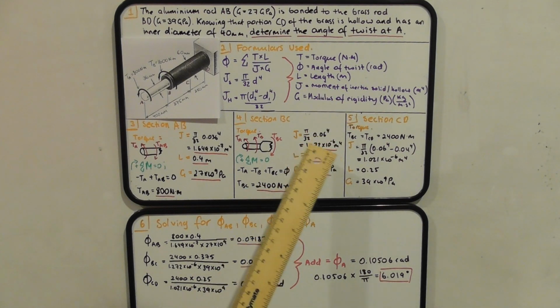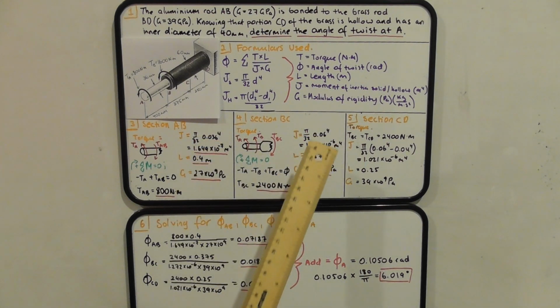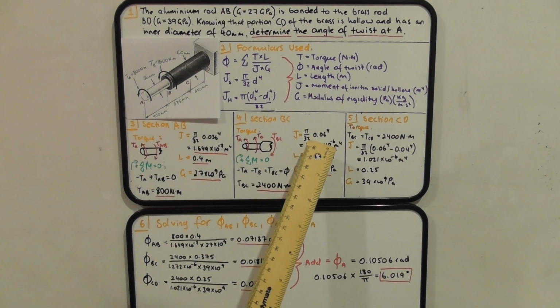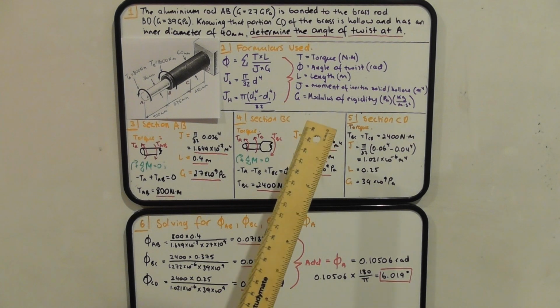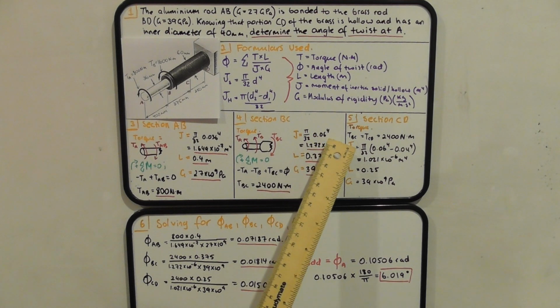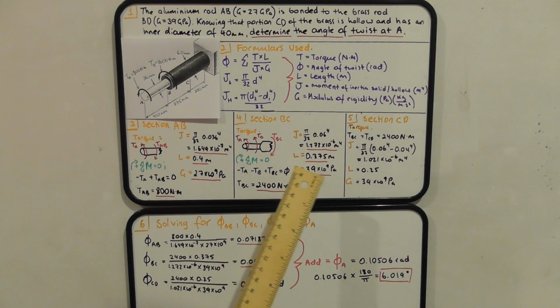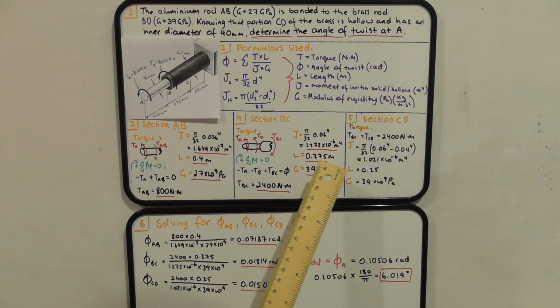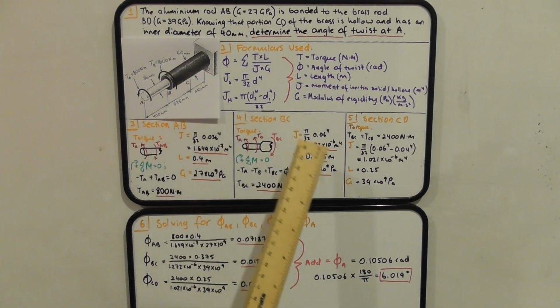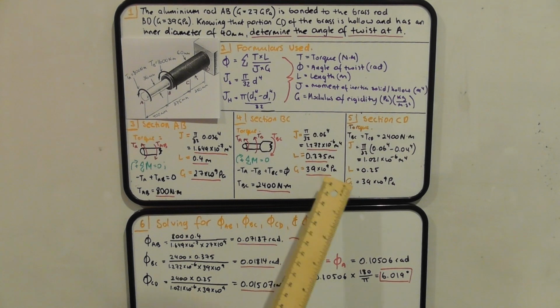Then moment of inertia, same as earlier. It's a solid shaft from B to C, still solid, so it will be just pi on 32, but the diameter will change. It will be 0.06 meters to the 4. The length is slightly different again. It will be 0.375, and the modulus of rigidity will be for a brass rod this time, which is 39 times 10 to the 9 pascals.